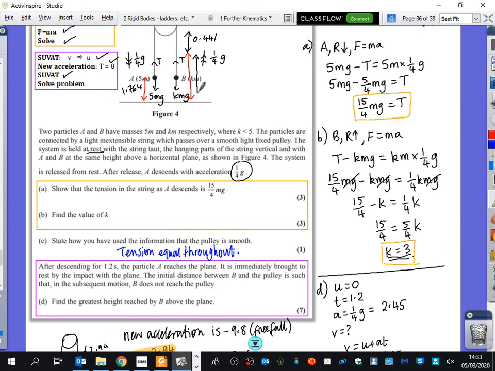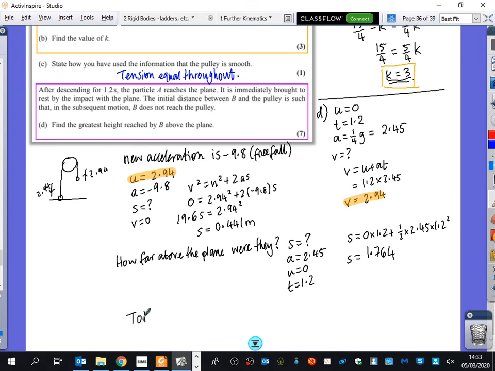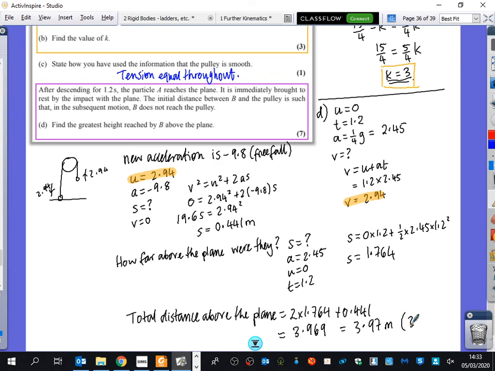This whole distance here then is 2 times 1.764. And so the total distance above the plane is equal to 2 times 1.764 plus 0.441. Which is 3.969 or 3.97 meters to 3 significant figures. Now do you see why I said this is the hardest part of mechanics? There's a lot of stuff going on here.